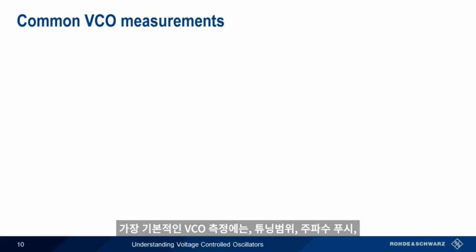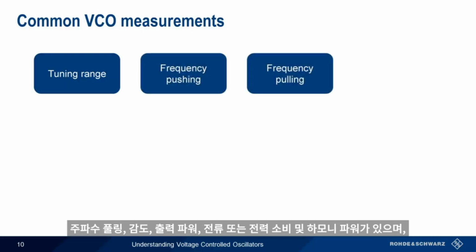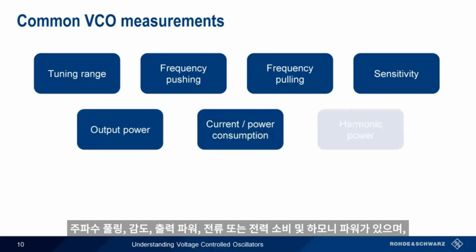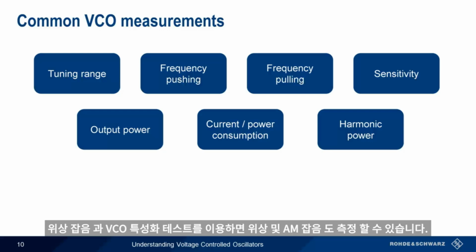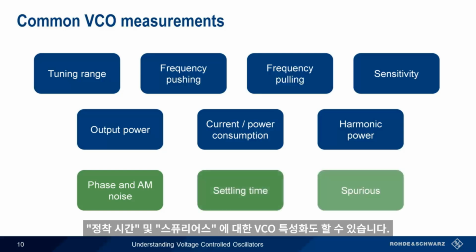The most basic VCO measurements are tuning range, frequency pushing, frequency pulling, sensitivity, output power, current or power consumption, and harmonic power. We'll be covering each of these measurements in this presentation. Using a combined phase noise and VCO tester also allows measurements of phase and AM noise as a function of the tune voltage. The integrated spectrum analyzer functionality found in some phase noise testers also makes it possible to measure additional VCO characteristics, such as settling time and spurious emissions.